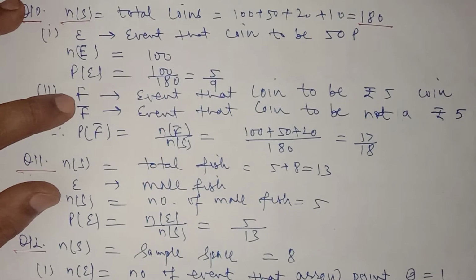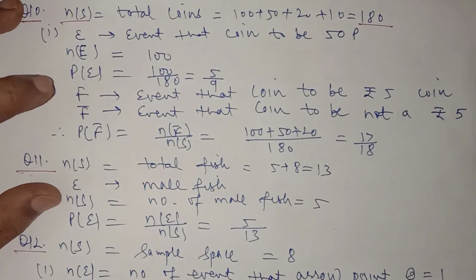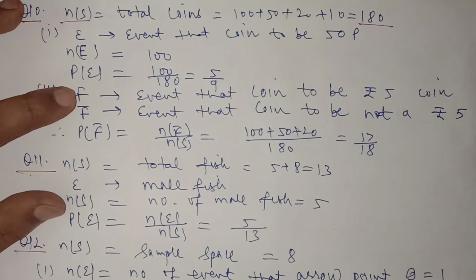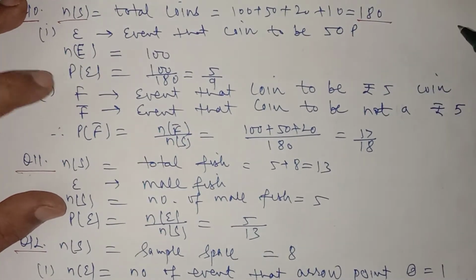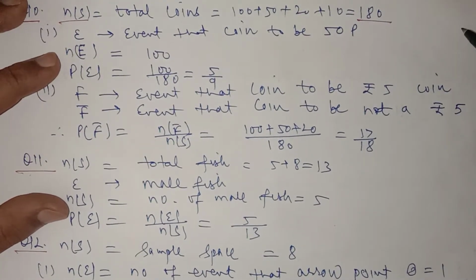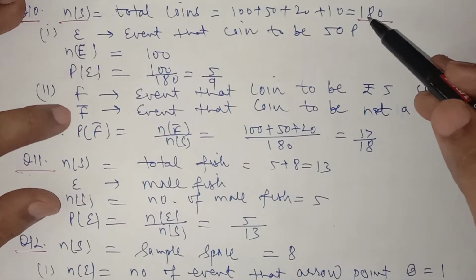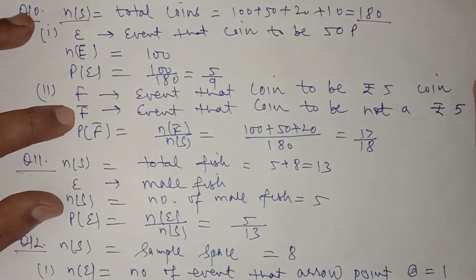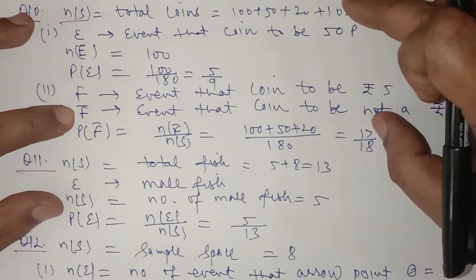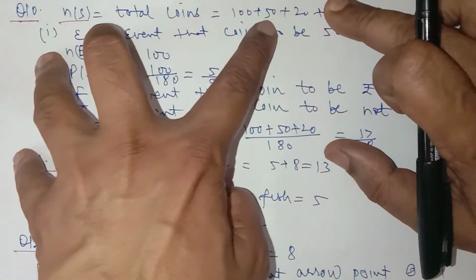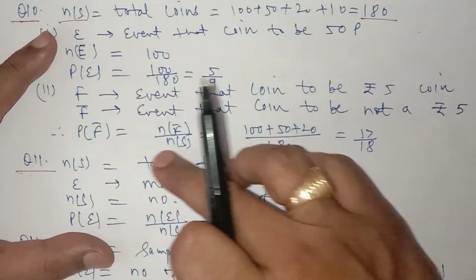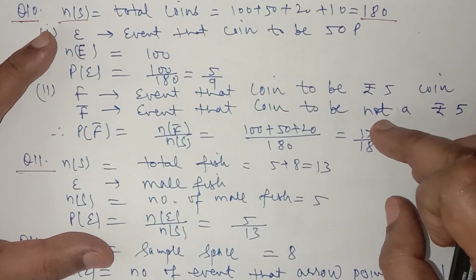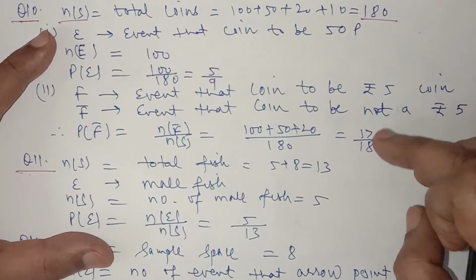Now in the second part, you have to find the probability that it should not be a 5 rupee coin. So let F be the event that it should be a 5 rupee coin. So how many 5 rupee coins are there? You read in your book, they are 10. So you have to find the probability of F not, that it should not be a 5 rupee coin. So except 5 rupee coins, how many coins are there? 100 plus 50 plus 20, that is 170. So the probability that it should not be a 5 rupee coin is 170 upon 180, which is 17 upon 18.